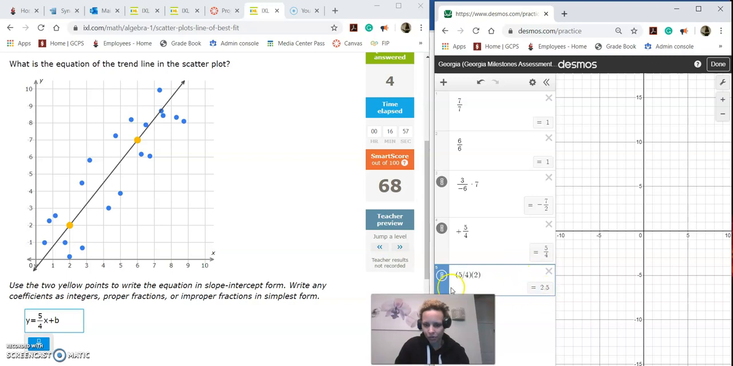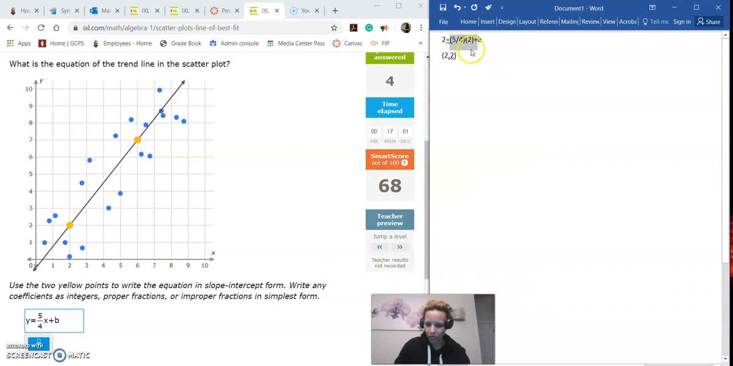And it gives me 2.5, which as a fraction is 5 over 2. Okay, so that's going to be 5 over 2. Now I take 5 over 2 to the other side. What's it going to become? It goes from positive to negative 5 over 2. And then this is gone.